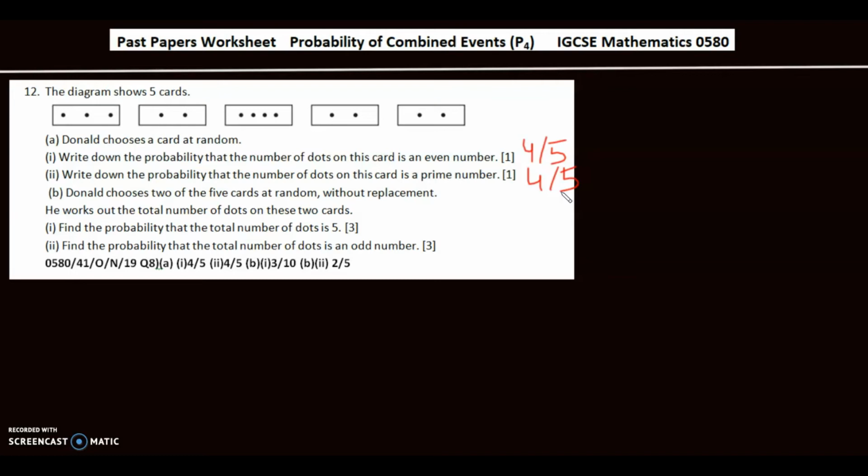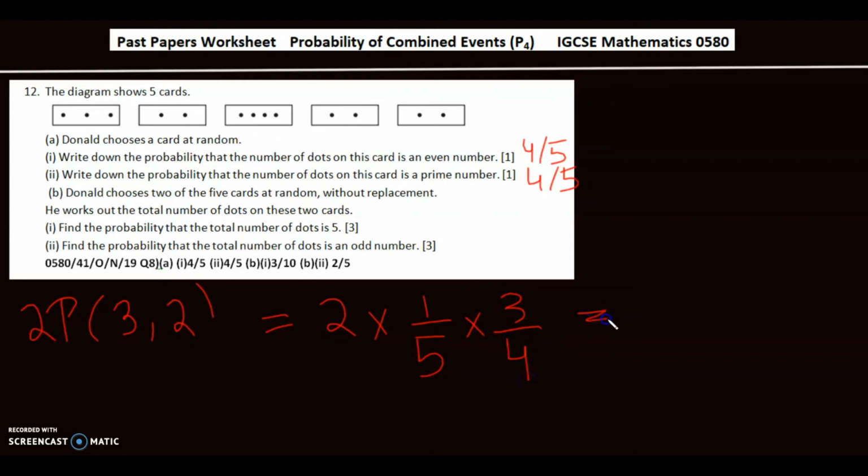So that can be achieved from getting 3 and then 2, or getting 2 and then 3. So I'll multiply this with 2. So 2 times probability of getting a 3 is 1 upon 5 times probability of getting 2 is 3 upon 4, which gives 3 upon 10. Okay. Part 2, find the probability that total number of dots is an odd number.